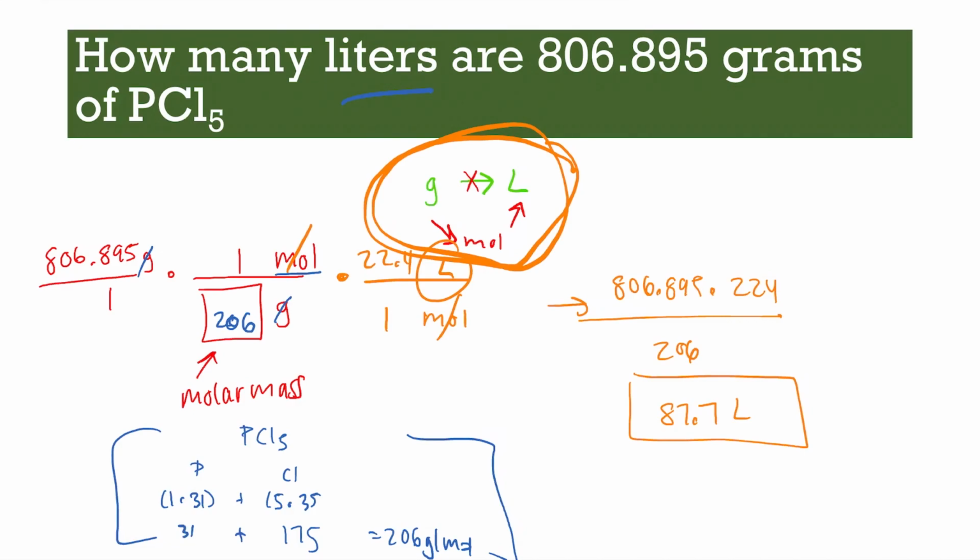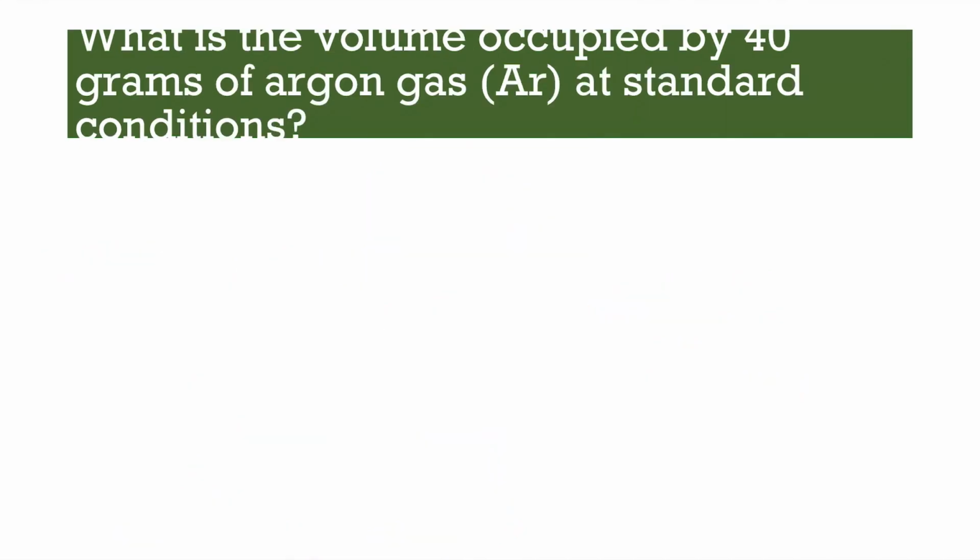It's figuring out what path you should take to get there. Okay, so next, what is the volume occupied by 40 grams of argon gas at standard conditions? So if you have 40 grams of gas, you want to go from grams to liters. Can't do that. So what we have to do is go from grams to mole and then mole to liter.